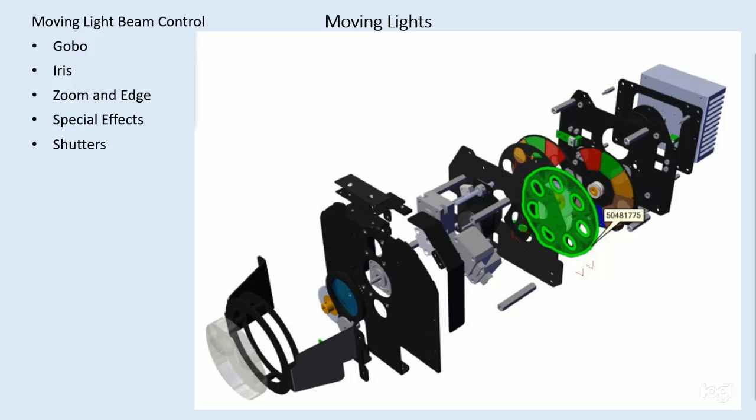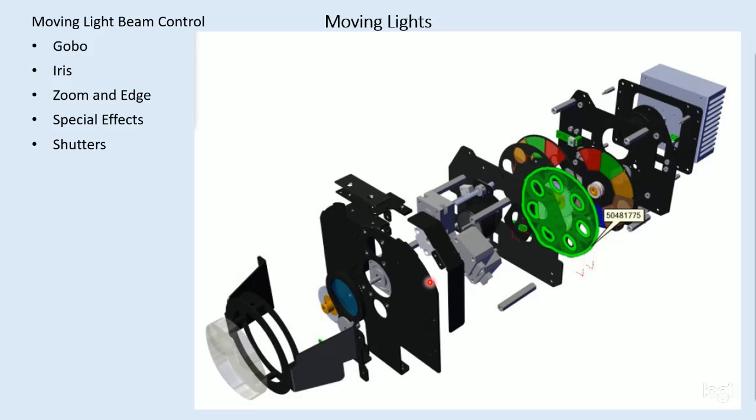So let's talk a little bit about moving light beam control. The moving light beam is altered in the exact same way as color and everything else. We just use these discs that move different gobo images into position in the optical path. We also have an iris that's located somewhere in here. And the iris, just like on a camera or your eye, closes down the circle of light so that it's smaller and tighter.